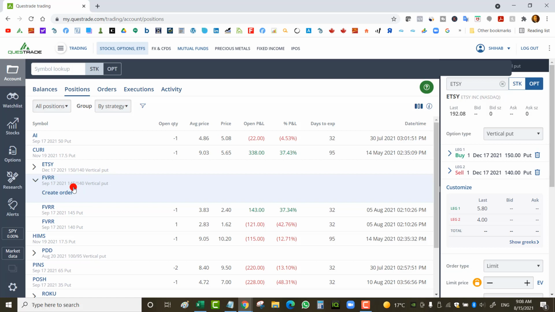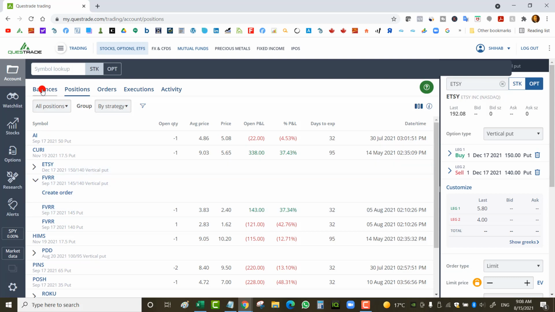I opened it after earnings, when the stock dropped hard. So I went to the September 17 expiry and did a put spread at 145, 140. I believe I collected $1. Yeah, it shows here I collected $1. I could have done it naked, and it would have been profitable by now if I had done the trade naked.